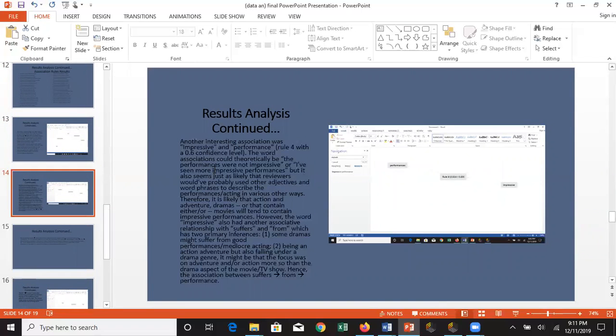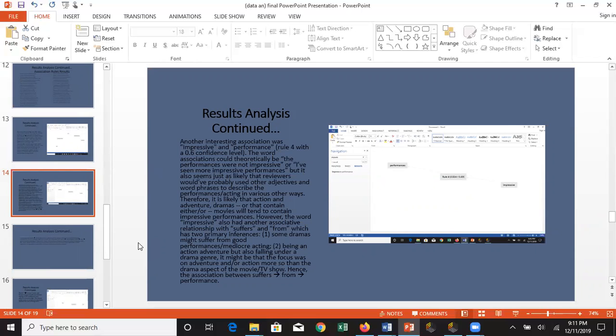Another association that I found was impressive and performance. This was pretty self-explanatory. Word associations could theoretically be performances were not impressive, or I've seen more impressive performances, but it seems more likely that the viewers would just use other adjectives or word phrases to describe performances or a lack. So it's likely that action adventure dramas contain impressive performances.